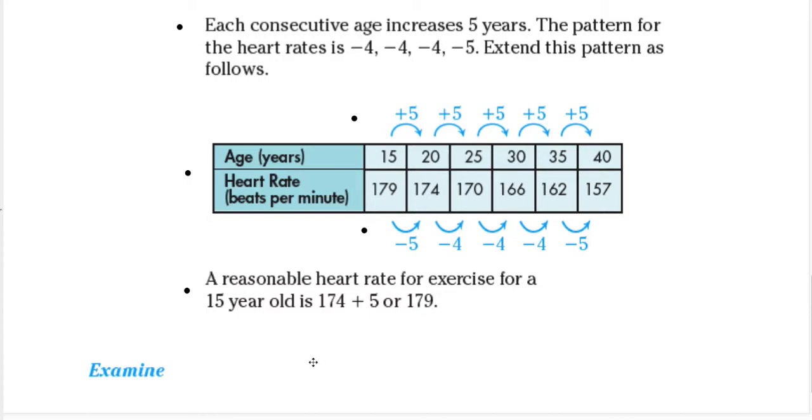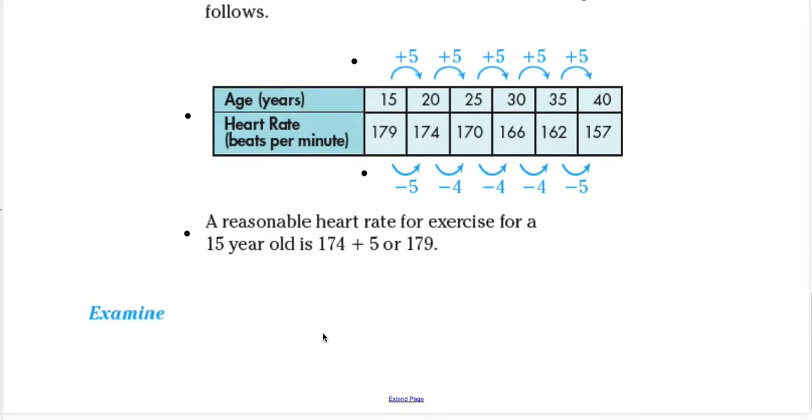Okay, so a reasonable heart rate for this exercise is that the 15-year-old is 174 plus 5, or 179 beats per minute at 85% capacity. So that's the heart rate of a 15-year-old if he or she uses 85% of her heart rate capacity.